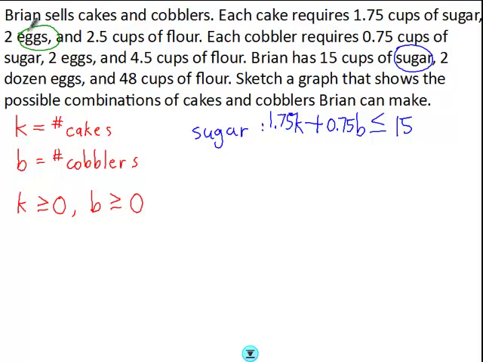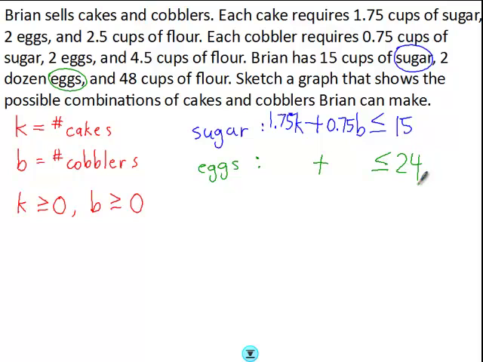Okay, now we're going to consider the next ingredient, eggs. He only has 2 dozen eggs. Okay, so let's talk about eggs. We're going to add the amount he uses on cake to the amount he uses on cobbler, and that's going to have to be less than 2 dozen. 2 times 12 is, he's got 24 eggs.